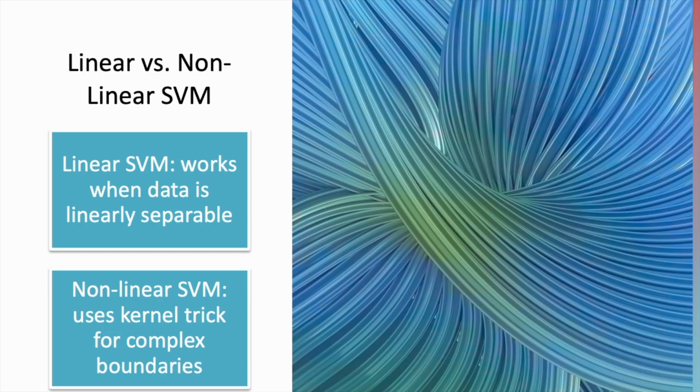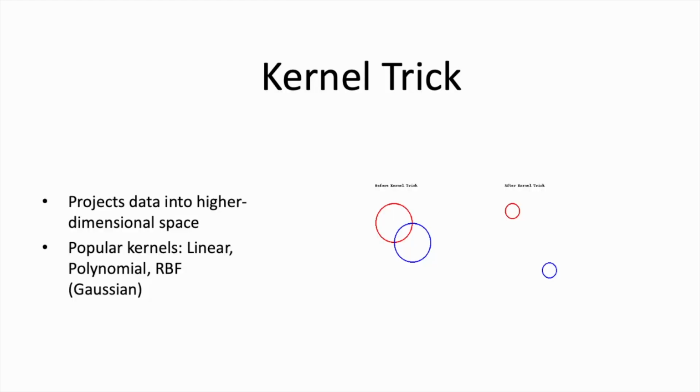If your data can be separated by a straight line, you can use a linear SVM. But in real life, data is not always that clean. That's when we use non-linear SVMs and the kernel trick to project data into higher dimensions where it becomes linearly separable. Now, what is the kernel trick?